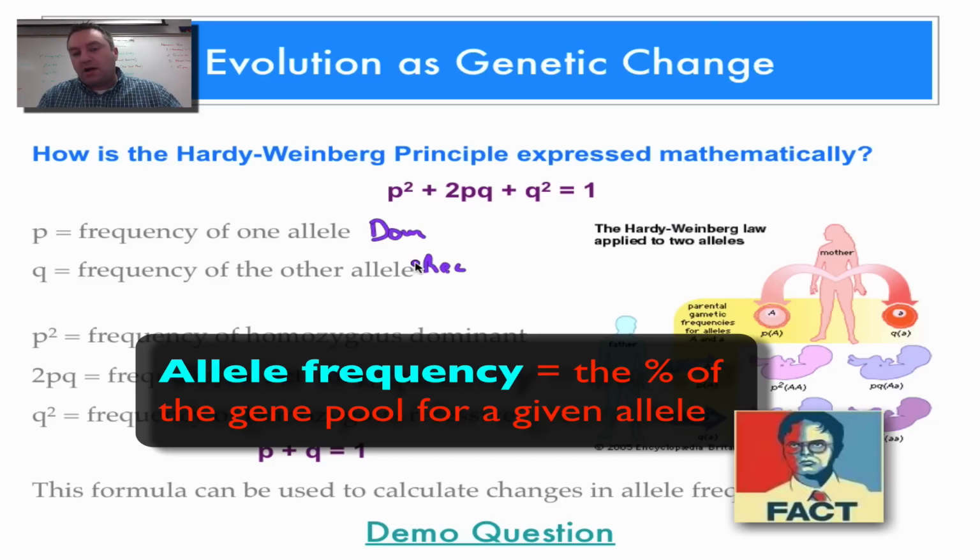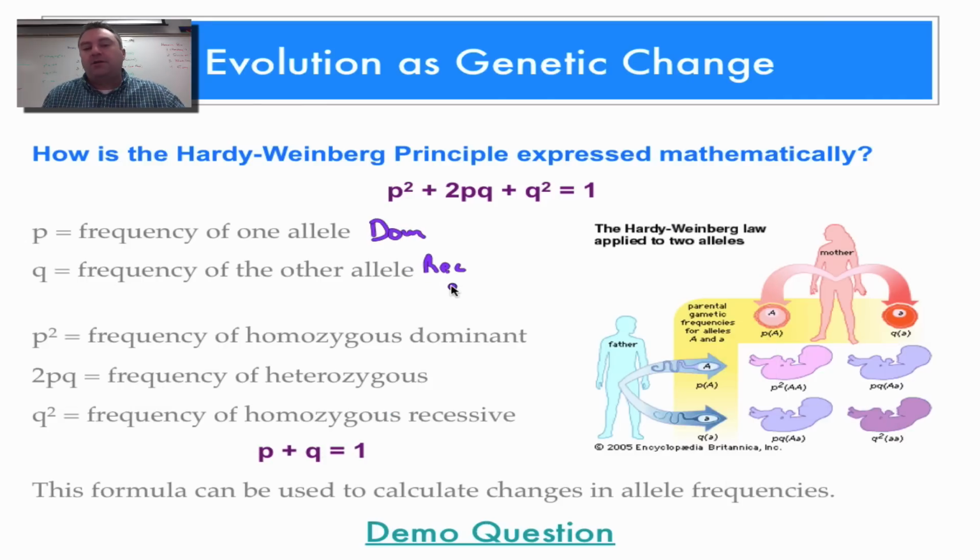Now let's review what frequency means. Frequency means how prevalent it is in the gene pool. In other words, what percentage of the gene pool would be the dominant allele and what percentage of the gene pool would be the recessive allele. So therefore, P squared would be the frequency of the homozygous dominant, 2PQ would be the frequency of the heterozygous individuals, and Q squared would be the frequency of the recessive individuals. Now, to figure out what P is, let me rephrase this. P plus Q is going to equal 1.